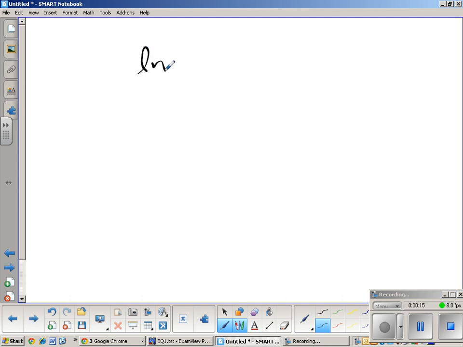The natural log of y is equal to x. We write it this way. ln stands for natural log. Anyway, it's base e. It's understood to be base e. They will not put it there, but it's understood to be base e.